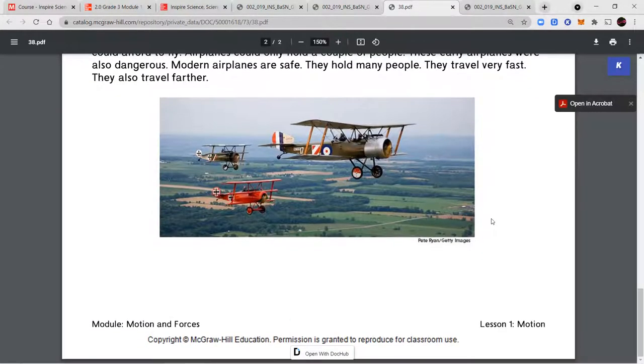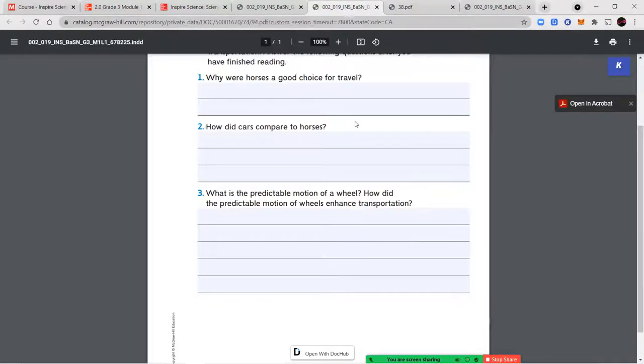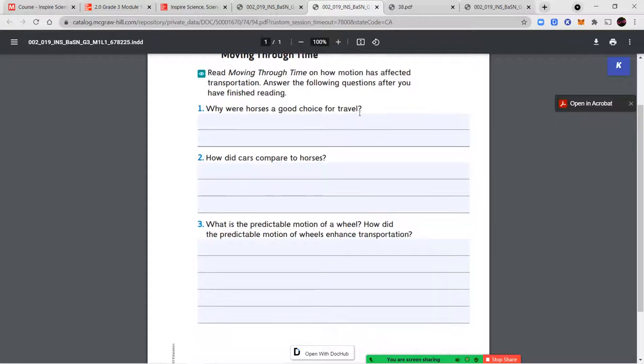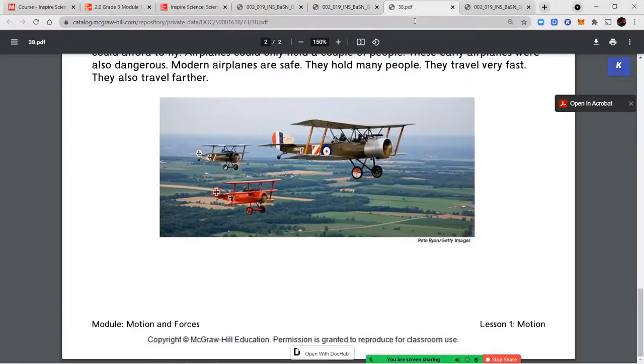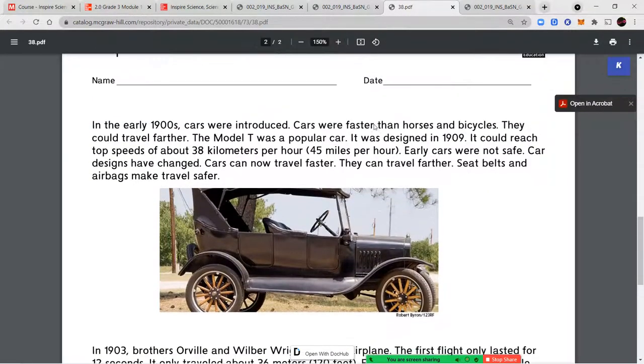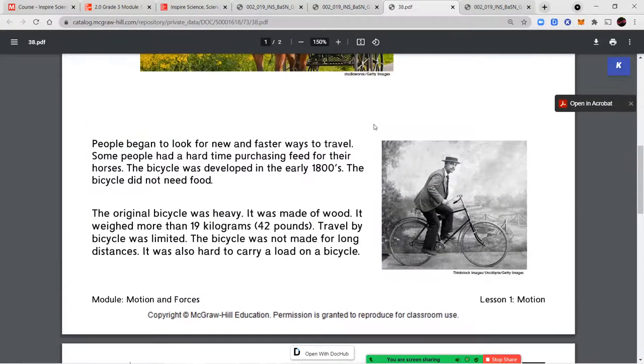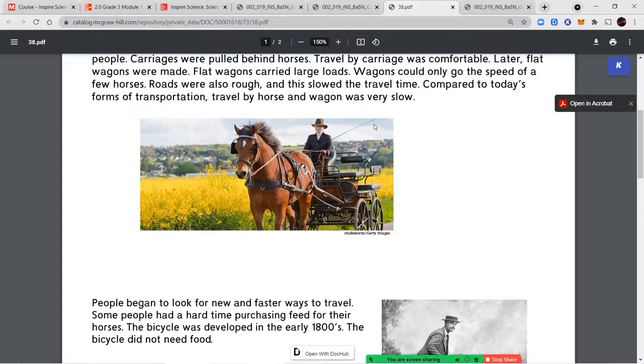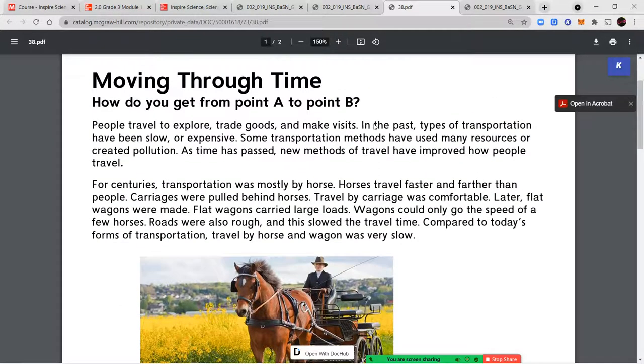So that's the end of our reading passage over here. You're going to go through and answer your questions. Why were horses a good choice for travel? How did cars compare to horses? What is the predictable motion of a wheel? And how did the predictable motion of wheels enhance transportation? So think about all of the things we read about that have wheels in them and how knowing which way a wheel usually goes helps you to figure out how that can make travel easier.